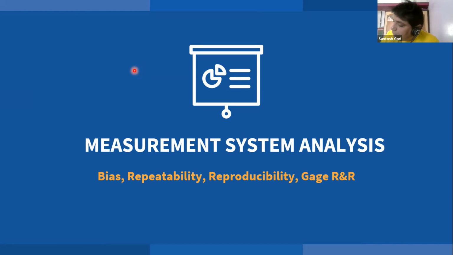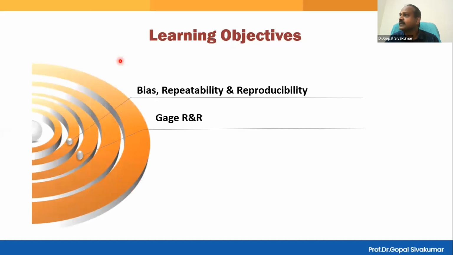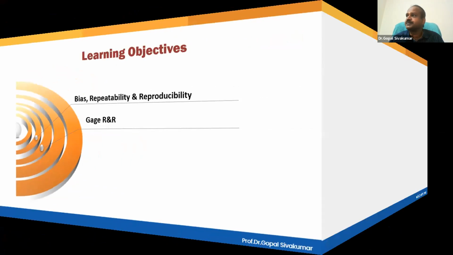Environment. Environment is also part of your measurement system. Methods, yes, the method used. That is covered in the operational definition. So if anything goes wrong, your data can go wrong and your decision can go wrong. You should know that. So bias, repeatability, reproducibility, and then gauge R&R. This is what we are going to talk about.